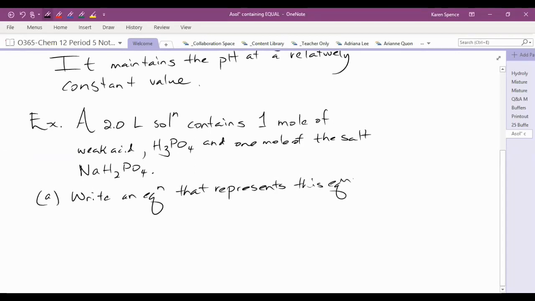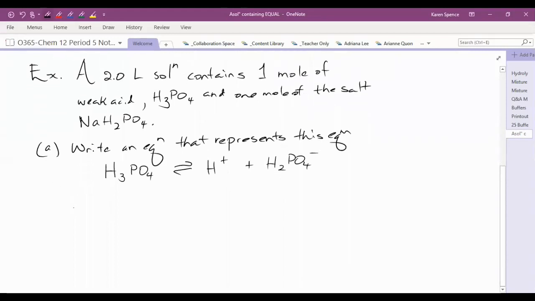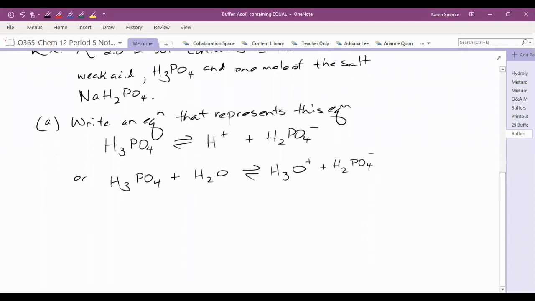Okay, try that for yourself. So there's 2 ways that you could have written it. You would have H3PO4 in equilibrium with H plus and H2PO4 minus, or you could have written it as H3PO4 plus H2O in equilibrium with H3O plus and H2PO4 minus.